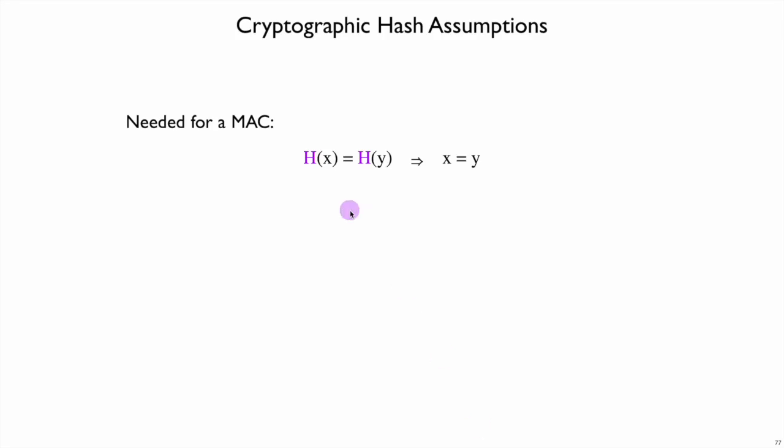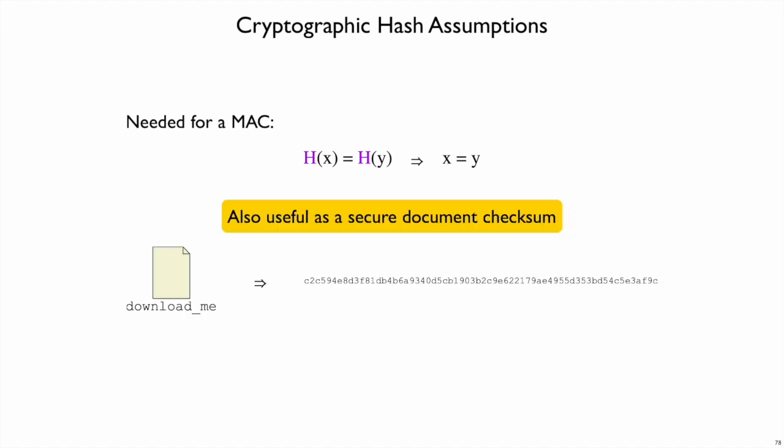So again, we're looking for this hash function h, where h of x equals h of y means that x and y must be the same thing. That's what we need for integrity of message sends. If we have this kind of hash function, then it's not only useful for checking message integrity, it can be used to check document integrity.